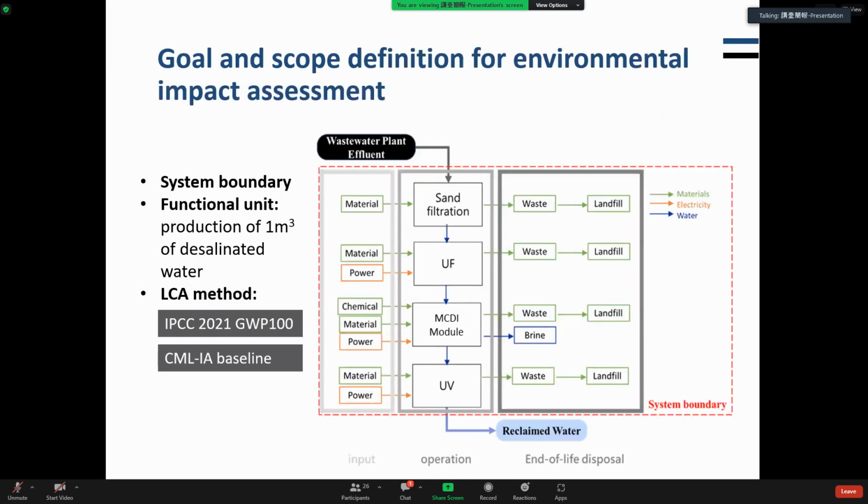Okay, so we also did a complete life cycle analysis on this system. We tried to include all the units in the system boundary, including what we have mentioned: the sand filtration unit, the UF unit, MCDI unit, and UV unit. When we performed the life cycle assessment, we had to include all the materials, chemical use or consumption, as well as the waste being generated.